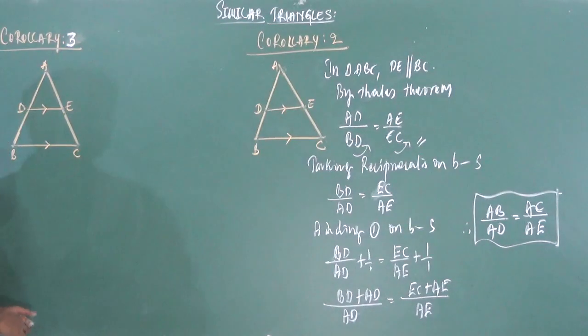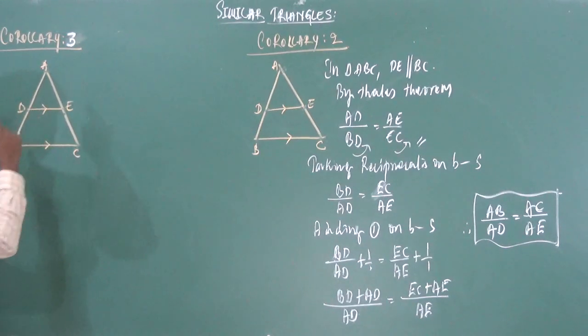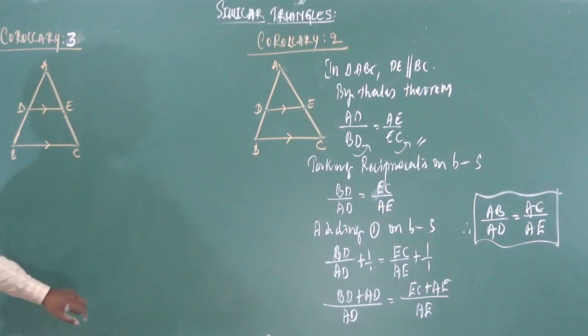Okay, let us get into corollary 3 now. This is triangle ABC. I have drawn DE parallel to BC. Now, this is very important. You have to learn this statement by heart. We have a statement for corollary 3. You have to learn this by heart.